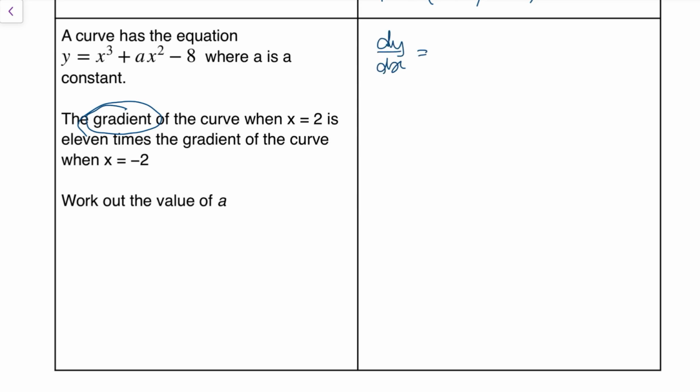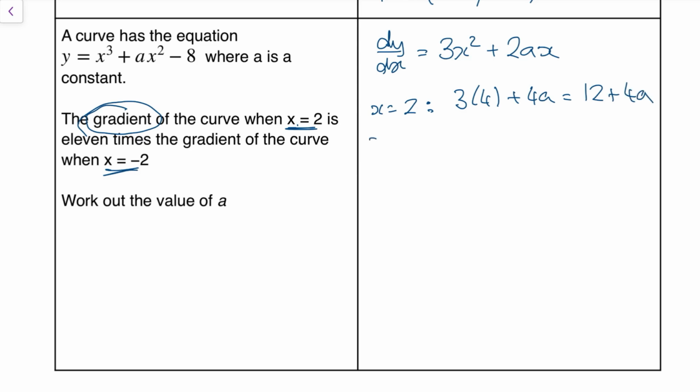So dy/dx is equal to 3x² plus 2a times x, and the -8 goes away. And then I need to work out the gradient when x is 2 and x is -2. So x equals 2, my gradient is 3 times 2 squared, which is 4, plus 2 times 2, which is 4a, which is 12 plus 4a. And when x equals -2, so be careful with the squaring, -2 squared is still 4, and 3 times 4 is 12, except now it's a -2, so 2 times -2 is -4a.